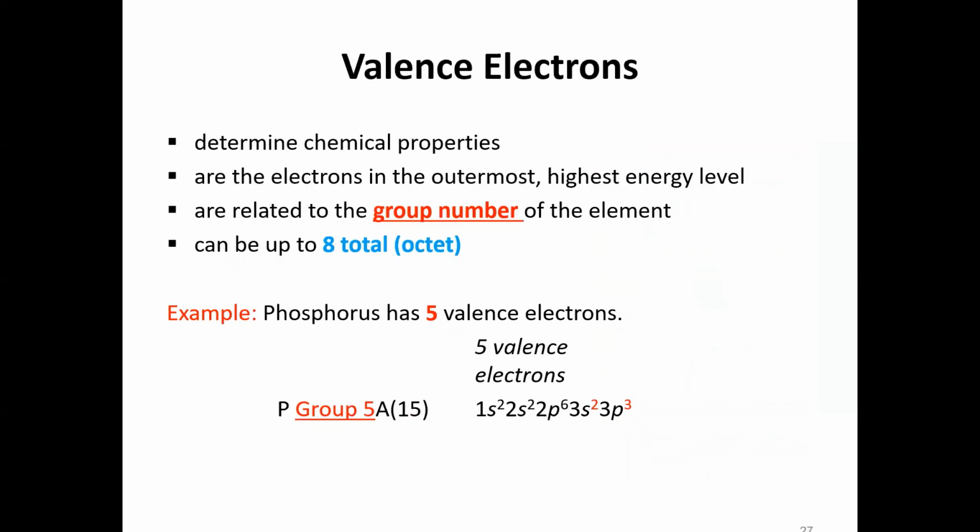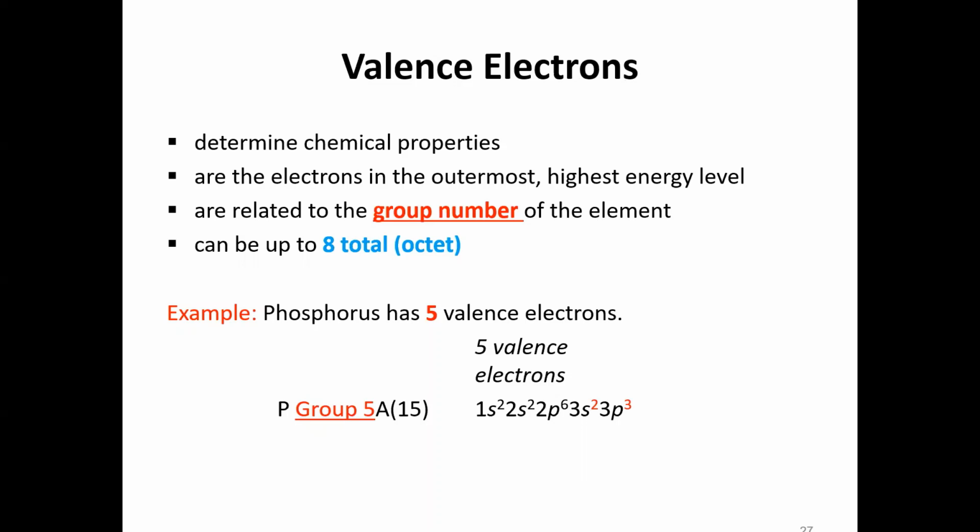So valence electrons are very important, and you will see this concept come back on a quiz, and you'll also see this concept come back on the exam. So I would like you to know that valence electrons determine the chemical properties, and these are the electrons in the outermost highest energy level, and they are related to the group number. So if the group number is 5, that means every element in that group has 5 valence electrons, or that outermost shell. Okay. Now, in our total number of valence electrons, we can be up to 8 total, which is an octet.